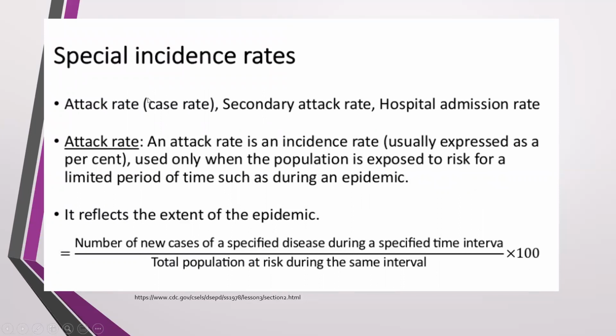There are also some special incidence rates like attack rates, secondary attack rates, or hospital admission rates. The attack rate is an incidence rate, but usually expressed as a percent and used only when the population is exposed to the risk for a limited time period, such as during an epidemic. For example, it is calculated as the number of new cases of a specified disease during a specified time interval over the total population at risk during the same time interval, multiplied by 100, since it is a percent.